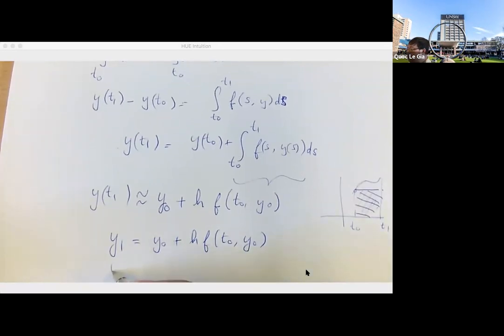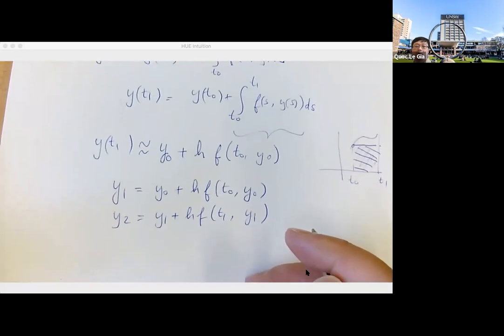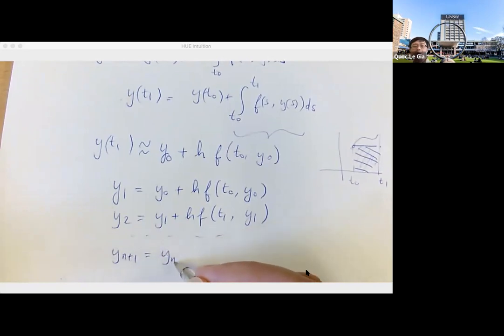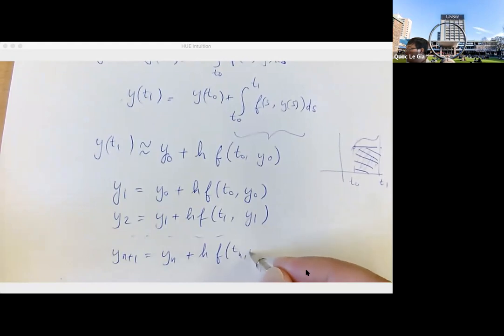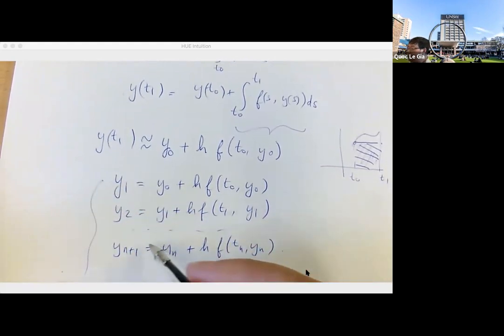Okay, and then y2 is just y1 plus h f(t1, y1), and so on. So y(n+1) is just yn plus h f(tn, yn). Okay, so this one is the Euler method.